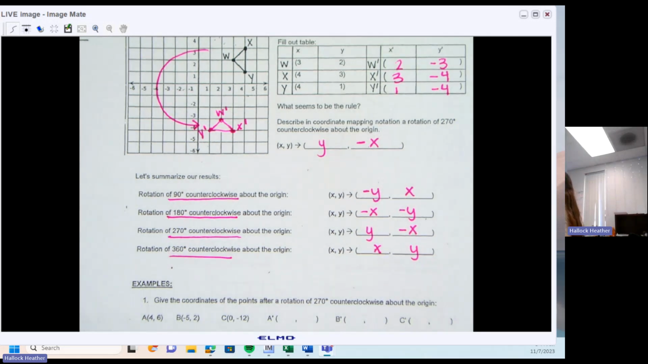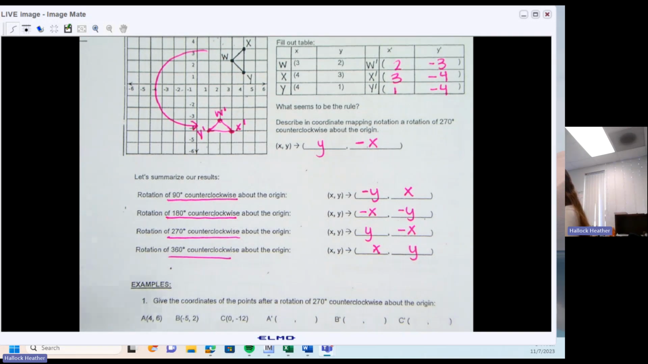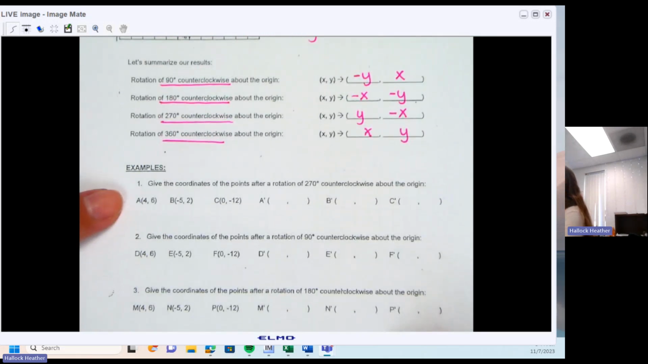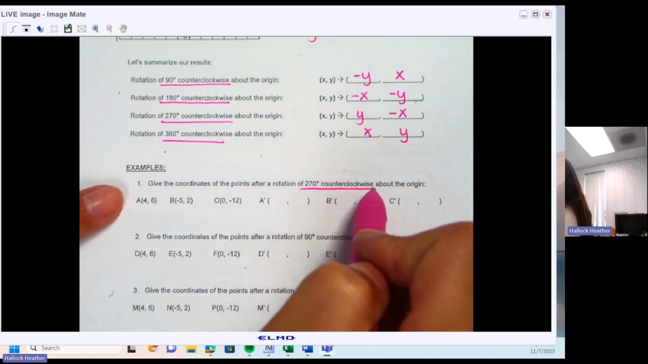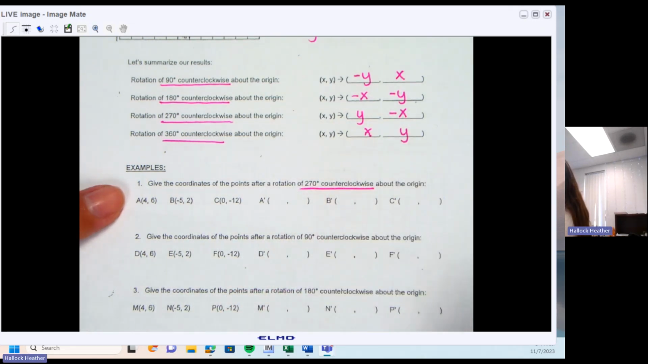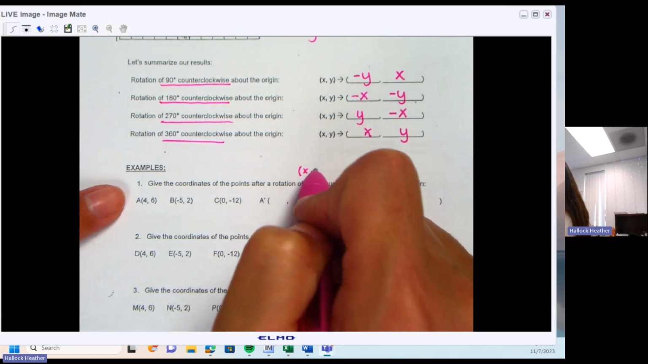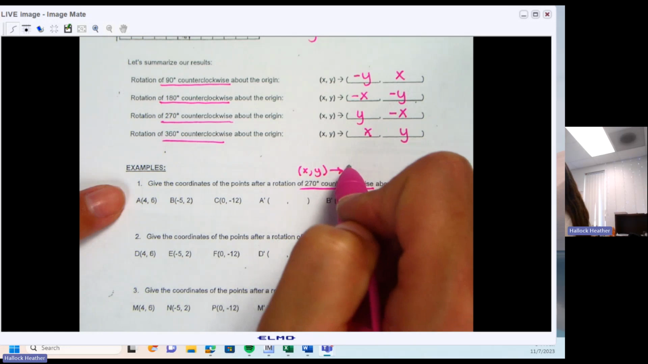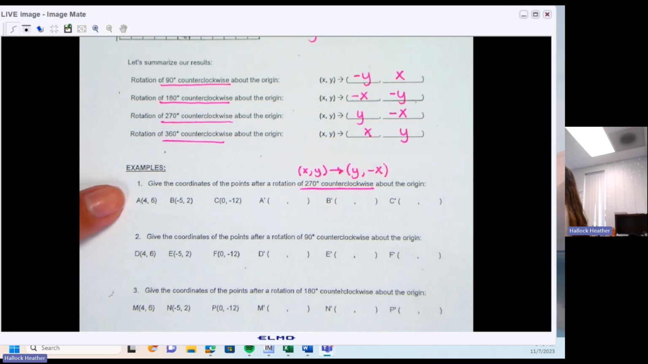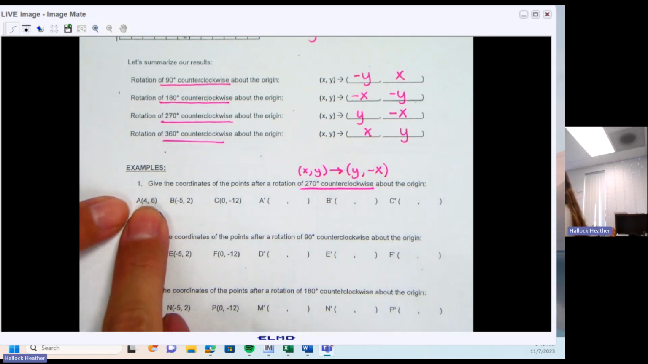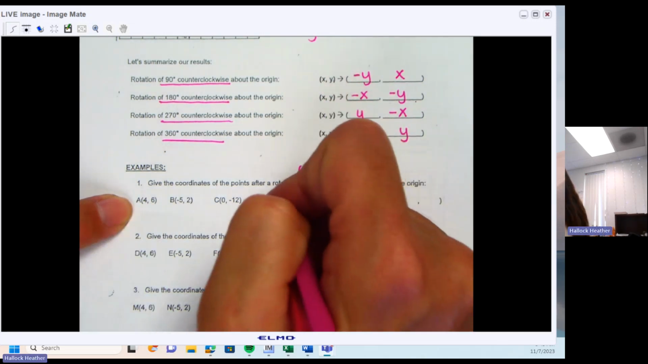Okay. So now without using the graph, just using the formulas, we are going to figure out where our coordinate points would be based on the given situation. It says, give the coordinates of the point after rotation of 270 counterclockwise. So I am using the formula x, y goes to y, -x. I'm going to flip my coordinate, and the back number changes its sign. So 4, 6 becomes what? 6, -4.